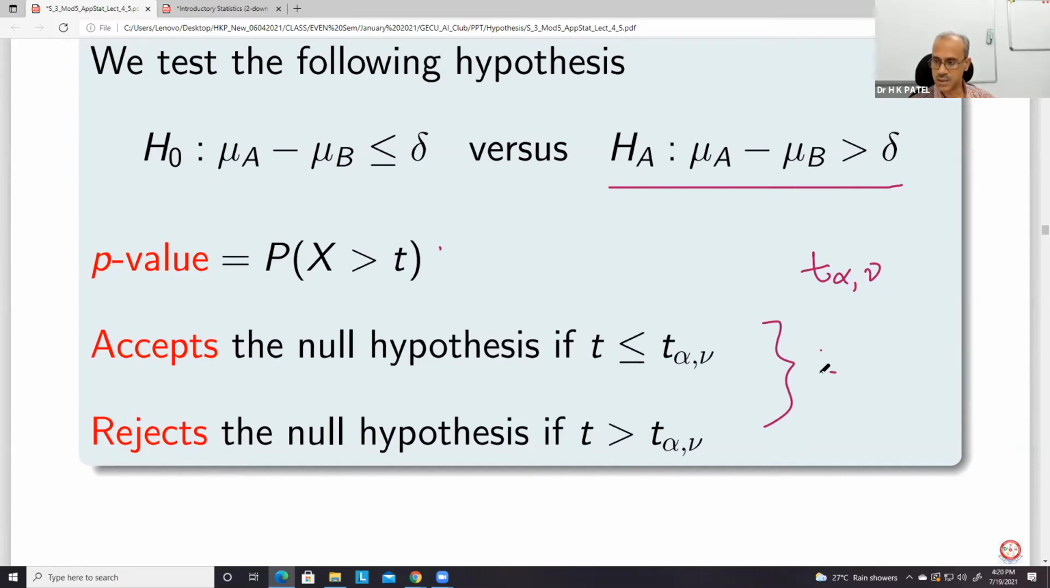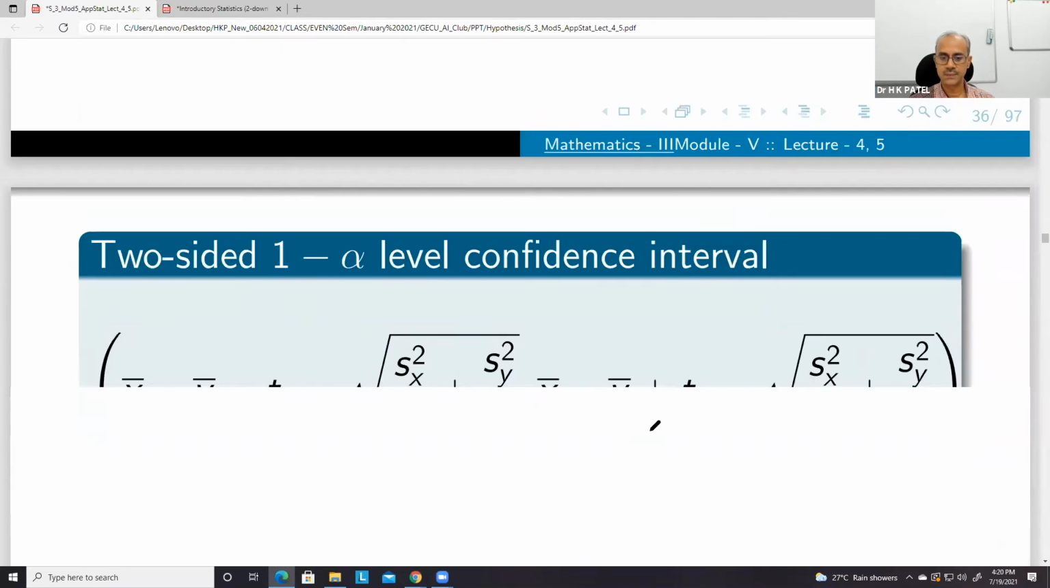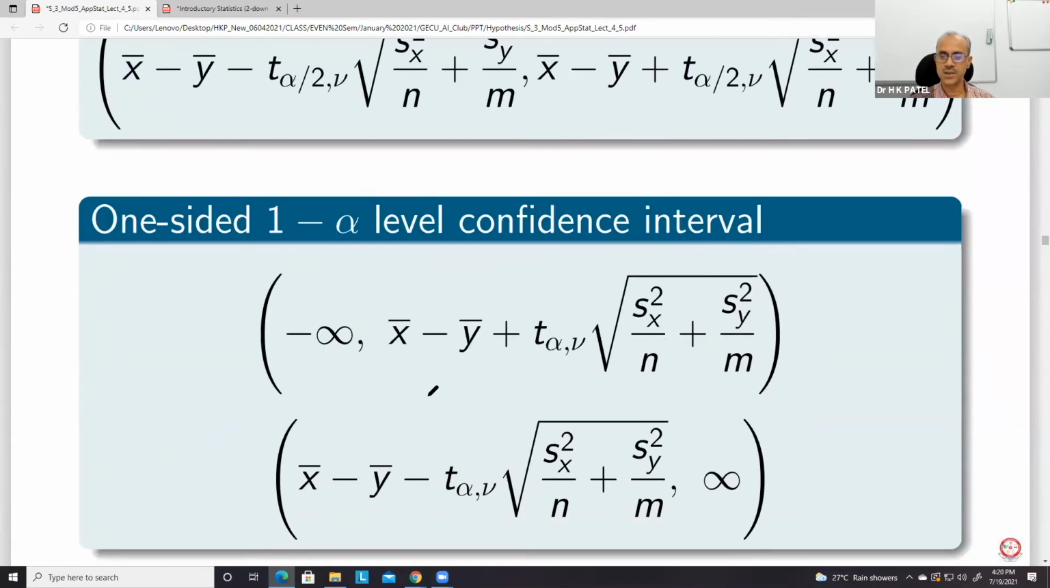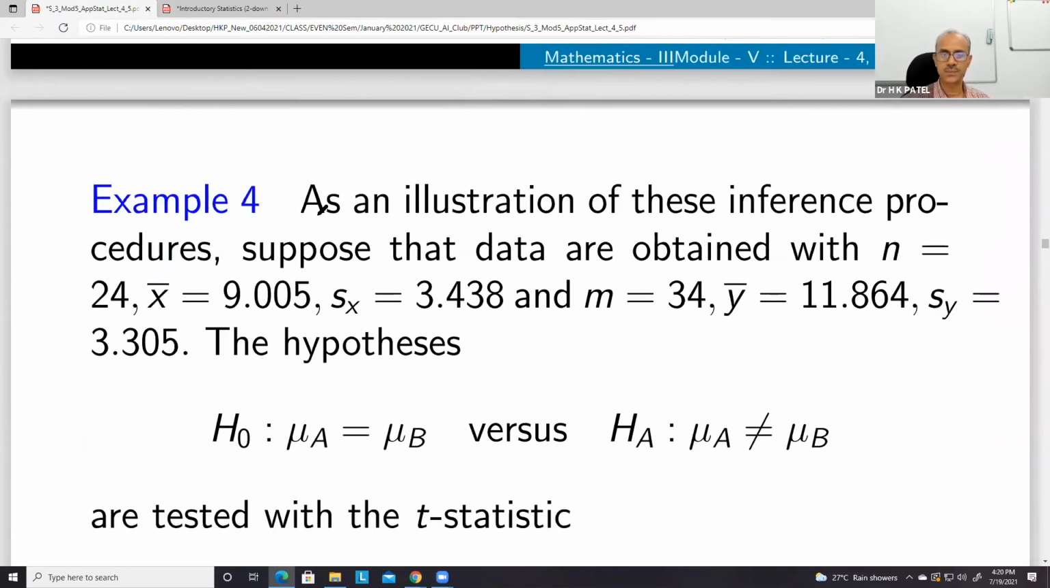In case of right-tailed, this is your t alpha nu. If it is left of that, this is the acceptance region. The right one is the rejection region. Similarly for the left side. This is the confidence interval. We have already seen. So let us see this problem.